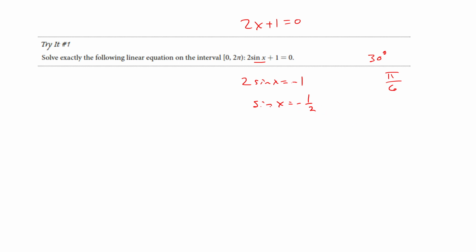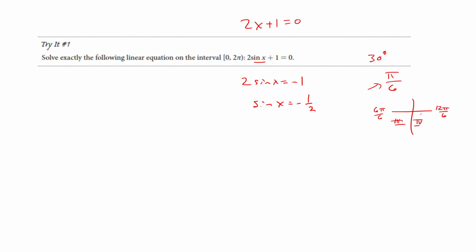Now, but we have a negative 1/2. So when is sine negative? In quadrants 3 and 4. So I'm going to use this reference angle, but I want the values of sine that are in quadrant 3 and 4. So this would be like 6 pi over 6 would be halfway around. This would be like 12 pi over 6.